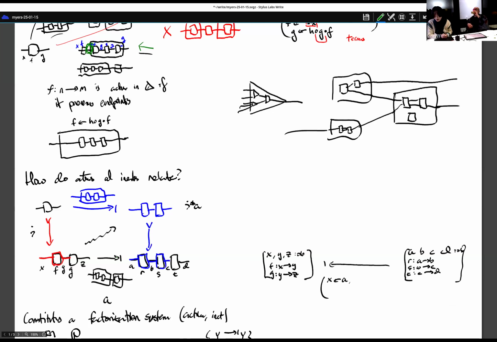So we are considering this below 1, right? And so X gets substituted to A, and Y gets substituted to C. So I should write C.